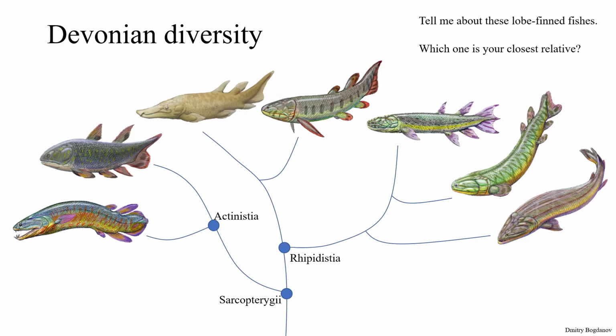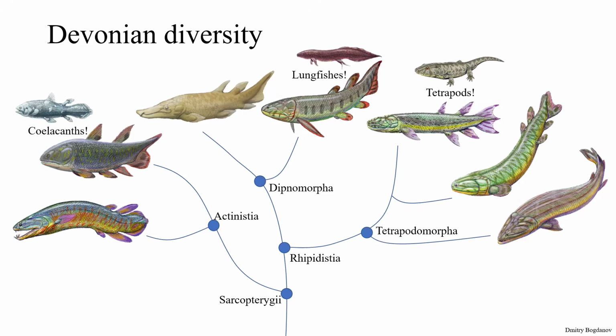Okay. Just so you know, there's lots of nerd terms. Lots of names that, of course, exist. Sarcopterygii can be broken up into Actinistia and Rhipidistia. You don't have to know these. Rhipidistia can be broken up into Dipnomorpha and Tetrapodomorpha. Now you're getting closer. There's your answer.